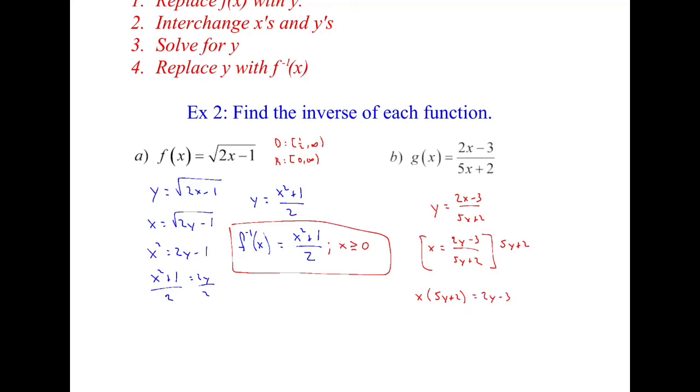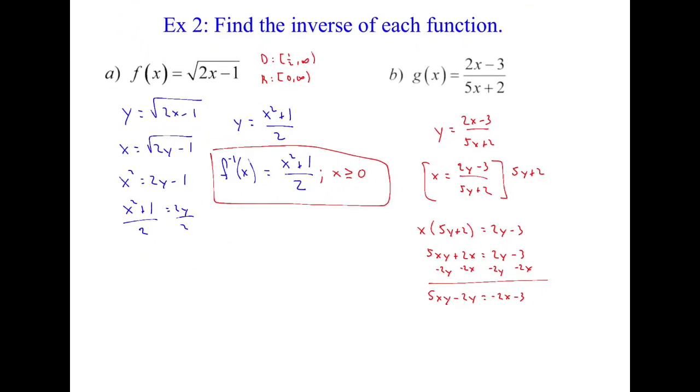Let's go ahead and distribute. So 5xy plus 2x is equal to 2y minus 3. Now normally when we have two y's in the problem, we want to get them on the same side. So let's do that. Let's subtract the 2y to this side. Let's also move the 2x, since we don't need that, since it doesn't have a y in it. Let's subtract the 2x to the other side. So we're kind of doing two things here. So that leaves us with 5xy minus 2y, and we're also going to subtract the 2x, so minus is equal to negative 2x minus 3.